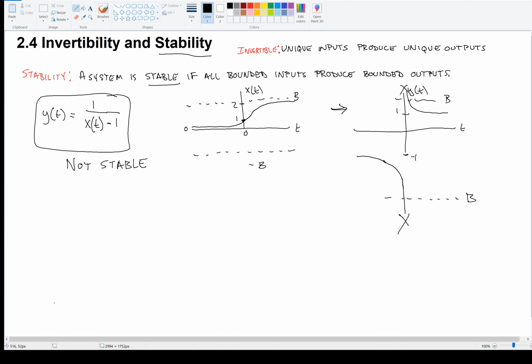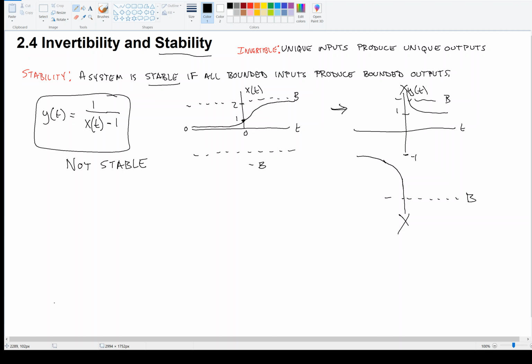So remember that if you're going to prove these properties, we said this in the last video, if you're going to show that something is invertible, or if you're going to show that something is stable, you have to show that it's true for all inputs, right? You have to show that all unique inputs produce unique outputs for invertibility, and you need to show that all bounded inputs produce bounded outputs for stability. For disproving, then you just have to show one case. So one case where we don't get a unique output, or one bounded input that produces an unbounded output.